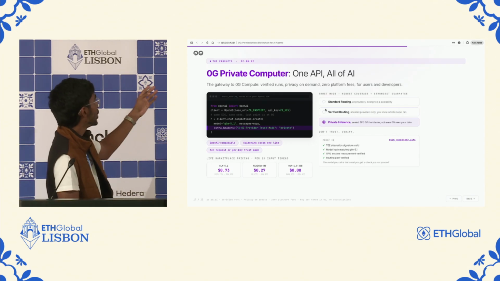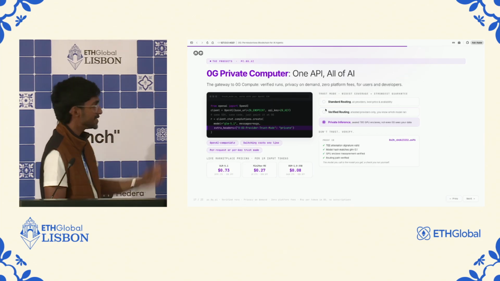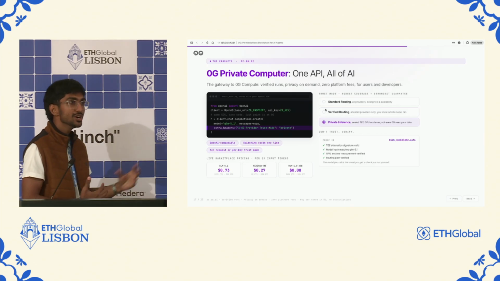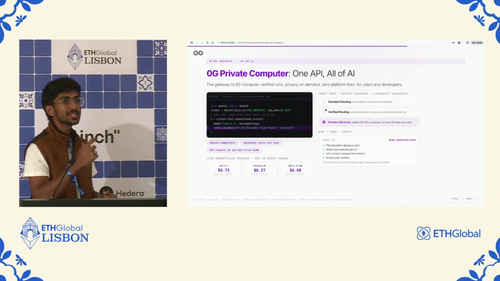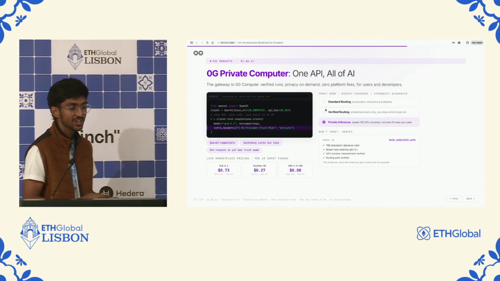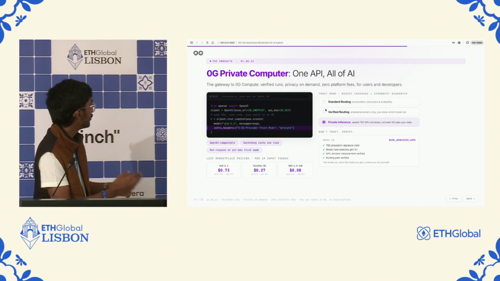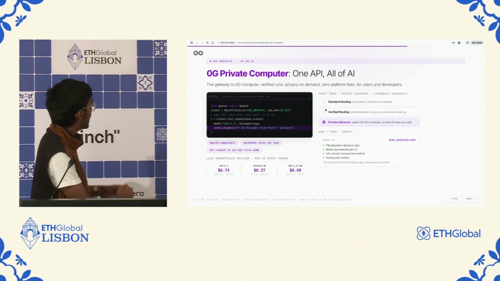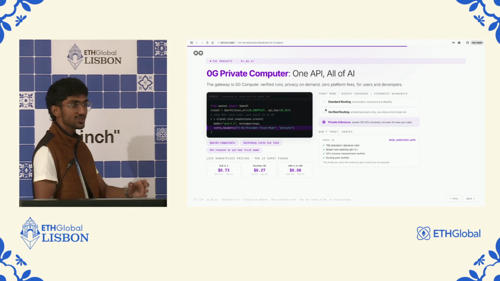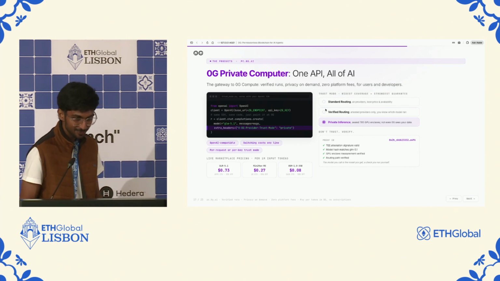It's called pc.0g.ai, a private computer. Here you can get OpenAI-compatible API keys, and it has a router functionality for you to use any different models on 0G. I think we have a little bit less time, so I'll just rush it a little bit. But if you have any questions, we will be here at the booth.